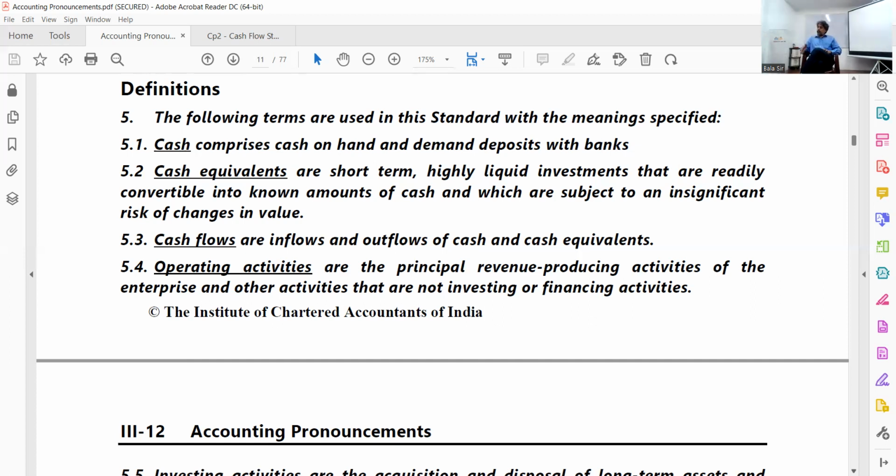You are supposed to present your cash inflows and cash outflows. Now people are asking, what about something called cash equivalents? Don't bother about that right now, that's almost cash. So you ought to present your cash inflows and cash outflows under 3 broad heads. The heads are operating activities, investing activities, and financing activities. These are the 3 broad heads.